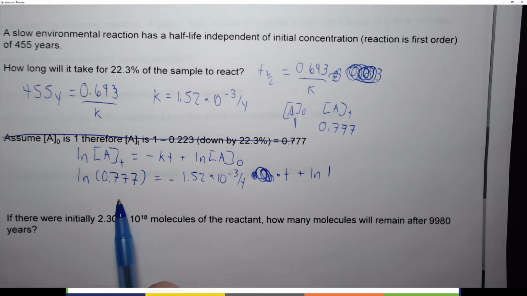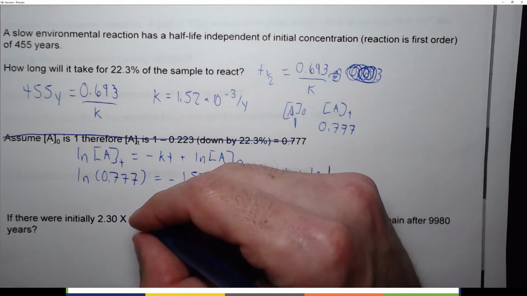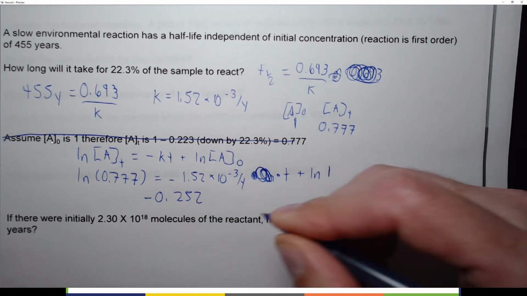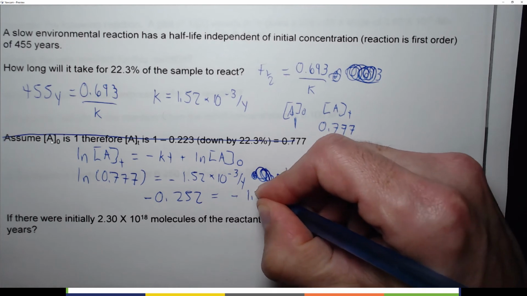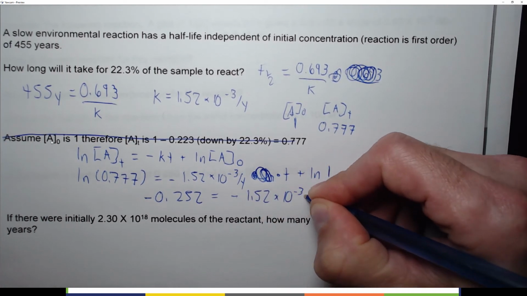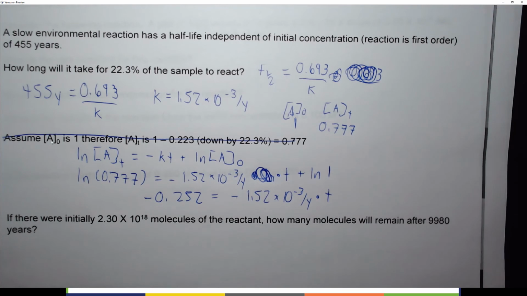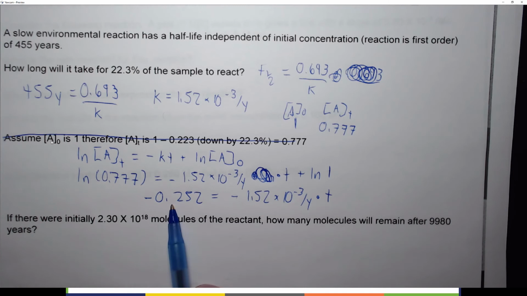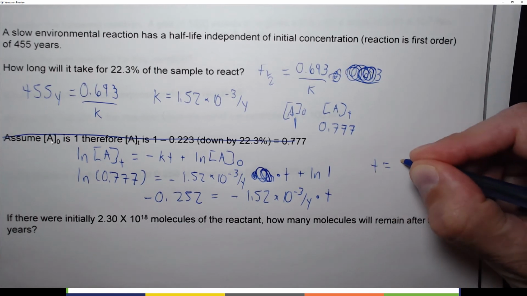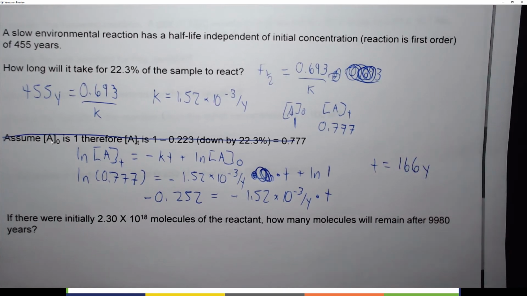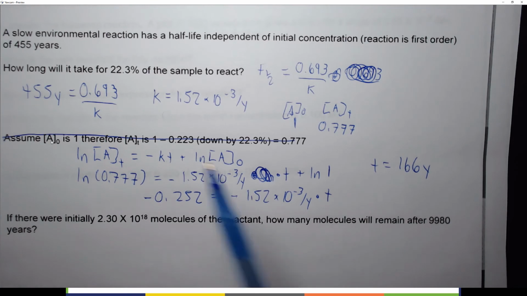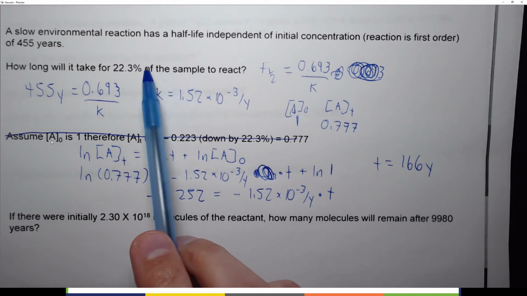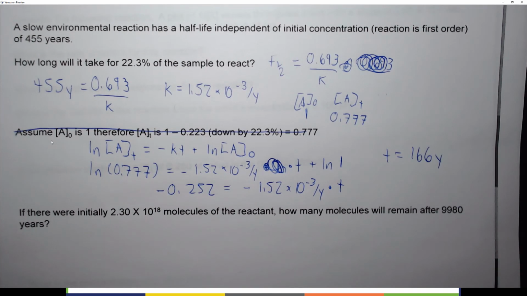The ln of 0.777 is negative 0.252, which equals negative 1.52 times 10 to the minus 3 per year times T. Divide by negative 1.52 times 10 to the minus 3, and what you find is T equals 166 years. Which makes sense, right? It's roughly half of a half-life, but not exactly half, so this is the easier way to do it.